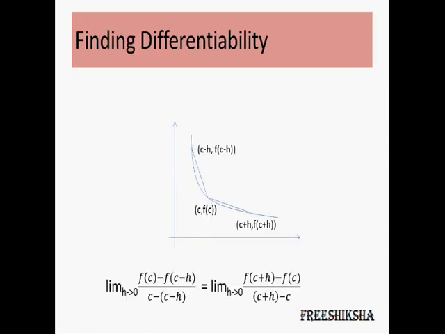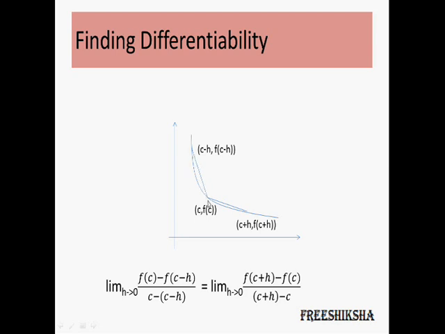Okay, so finding out the differentiability: if you have the equations or the function's definition given, then how would you be able to say whether it is differentiable at some point or not? So let's consider this graph. I want to check whether my function is differentiable or not at this particular point c, where the function's value is f of c. So what I will do is try to find the slope at this point. Consider this particular arc first.